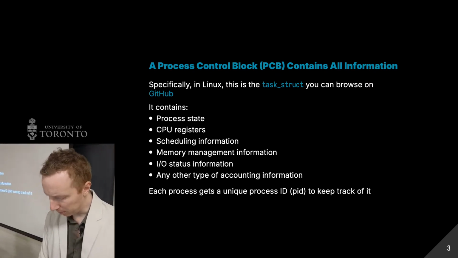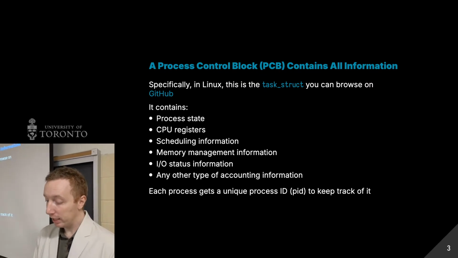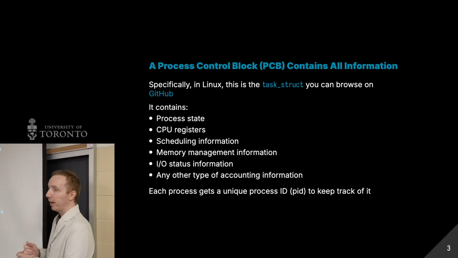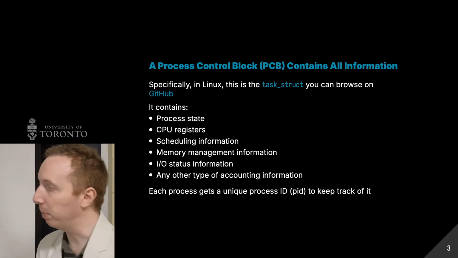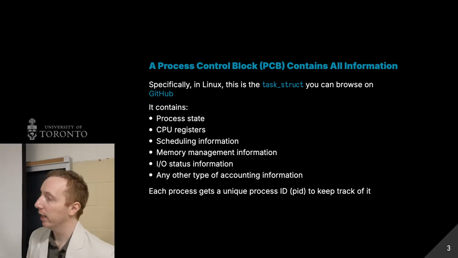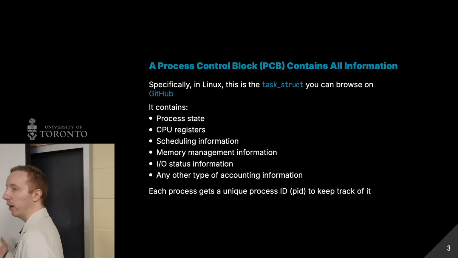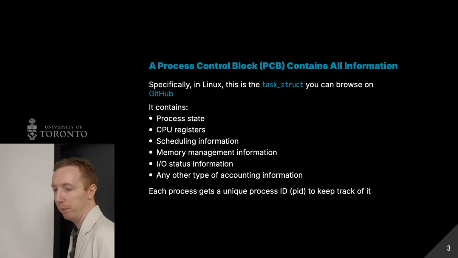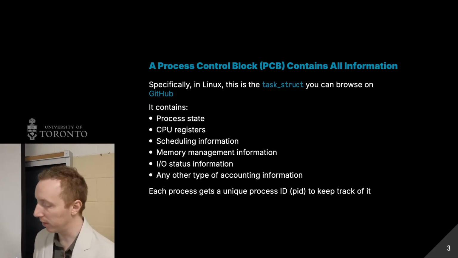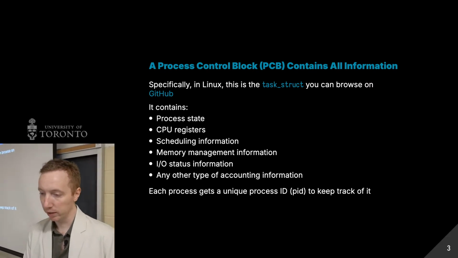The thing we really need to know so far is that each process gets a unique process ID. Again, we shorten it to just be PID or process ID, and that's in order to keep track of a running instance of a program, so it is unique as long as that program is running.